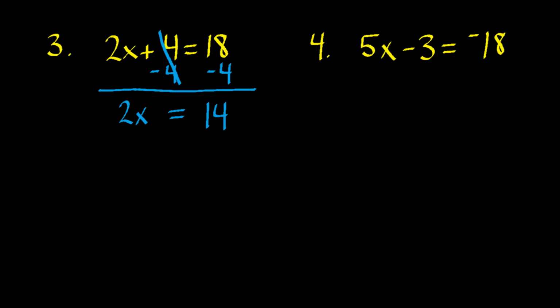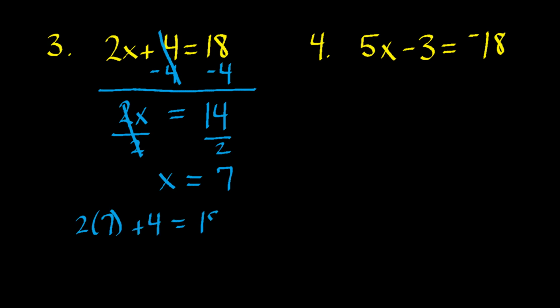To reverse the multiplication by 2 times x, we will divide both sides by 2. 2 divided by 2 is 1, and 1 times x is x, and that leaves us with the final answer here of 14 divided by 2, which is 7. We could check this answer very quickly by multiplying the 7 times the 2 and then adding 4 to see that we do have the correct answer, since this leads to 18.